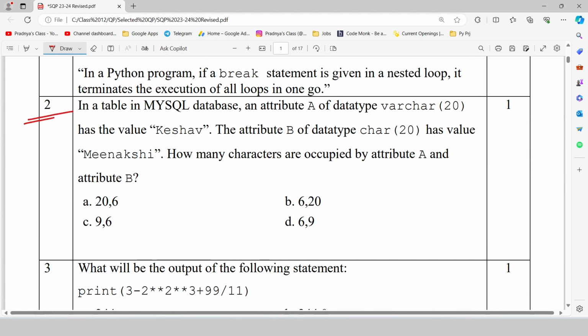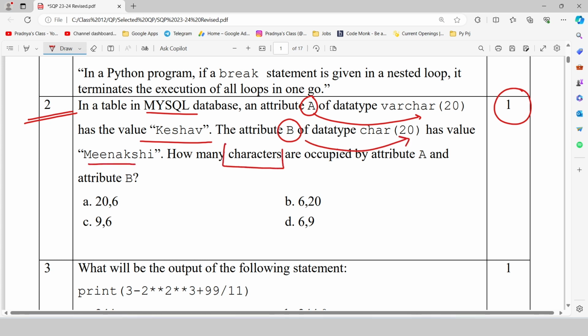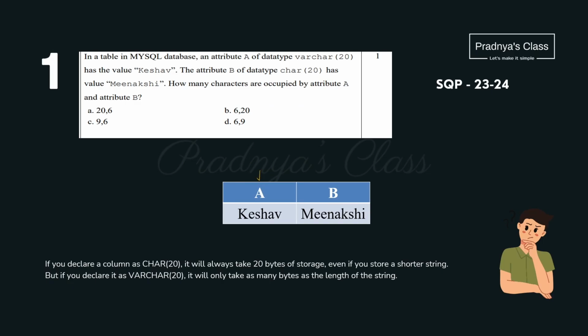We could find one question which is for 1 mark. Let's read it. In the table in MySQL, the attribute A of data type varchar(20) has value Keshav. The attribute B of data type char(20) has value Meenakshi. How many characters are occupied by attribute A and attribute B? According to the question, the attribute A is having varchar data type with size 20 and B is having data type char and the size is same.